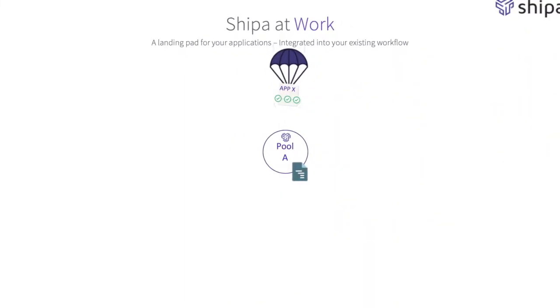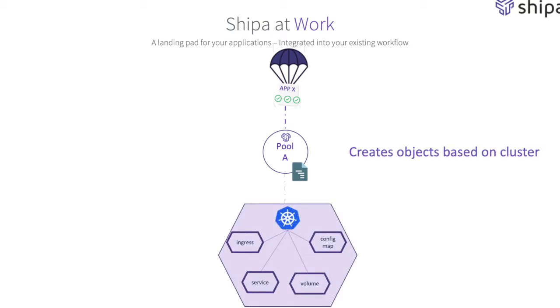Once this is done, me as a developer, I don't have to do anything other than just commit my code to GitLab, and GitLab will then deliver the application to the respective Shipa pool, and the Shipa pool will be responsible for validating all the permissions, security checks, attach the resource plans, create the objects based on the Kubernetes cluster.